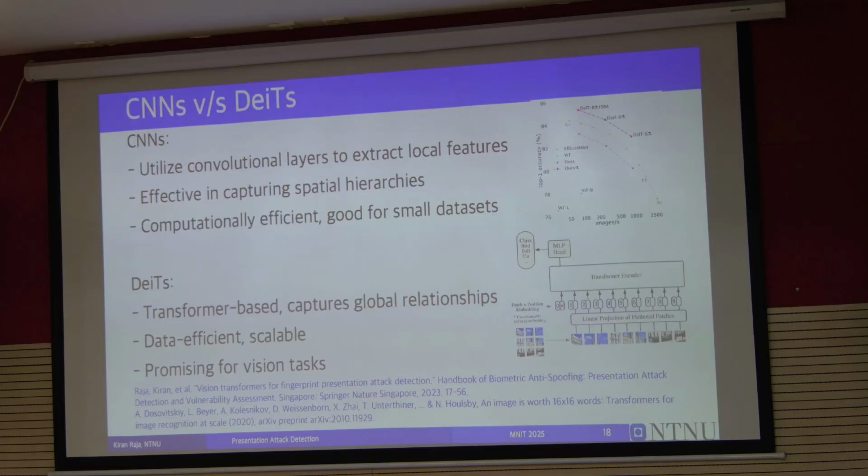At the same time, we have data-efficient image transformers. These are based on the transformer architecture, which is again based on the attention mechanism, and they capture global relationships. Both of them have their own unique roles, right?